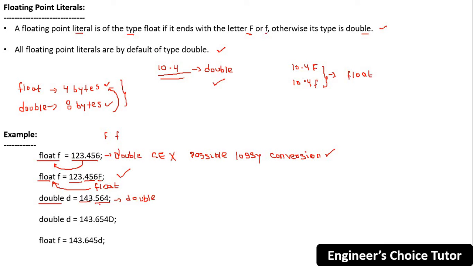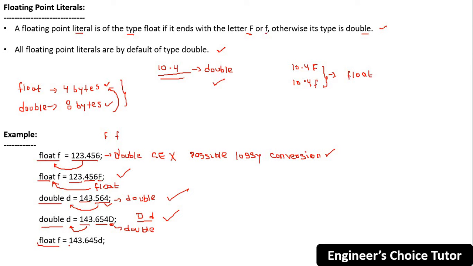So what I'm doing is assigning a double type value into a double type variable. It is 100% valid. Next, double d is equal to 143.654D with capital D. It's optional. If you want, you can give capital D or small d. If you don't want, leave it as it is. It is considered double only. So if this d is present here, it means double type. Same thing, a double type value assigned to a double type variable. It is 100% valid.